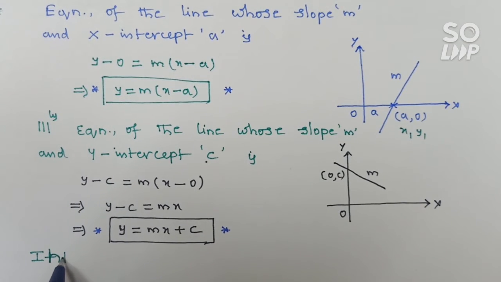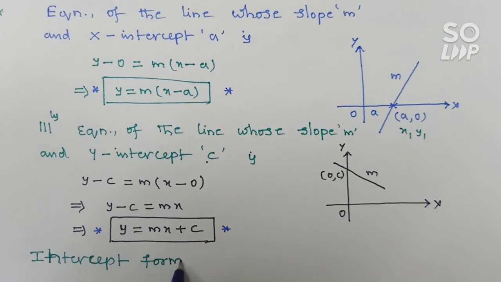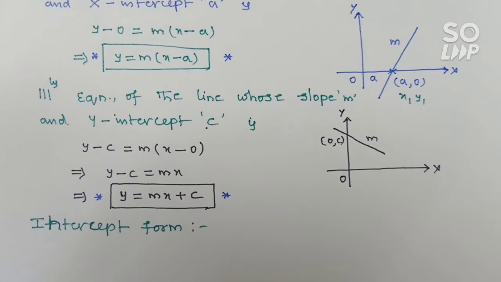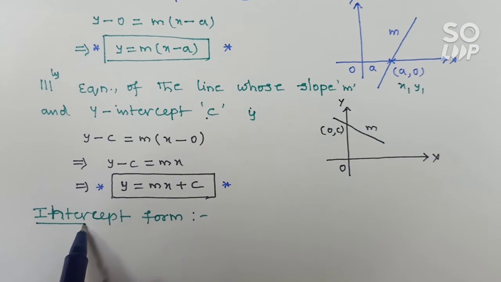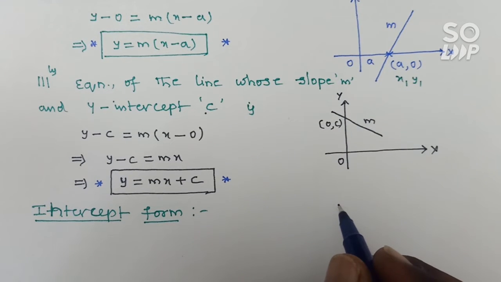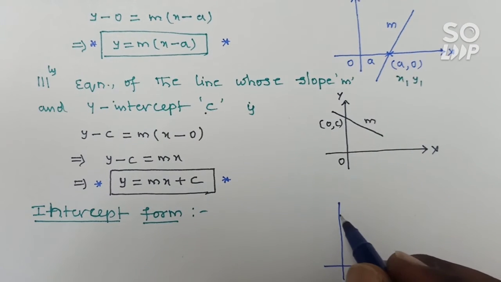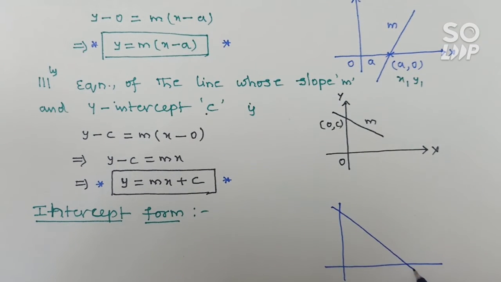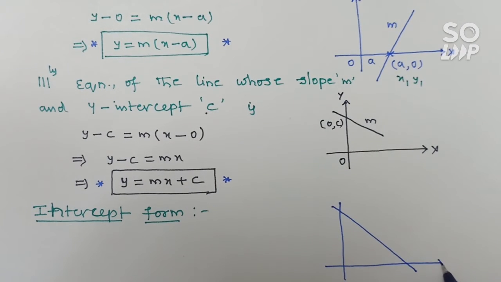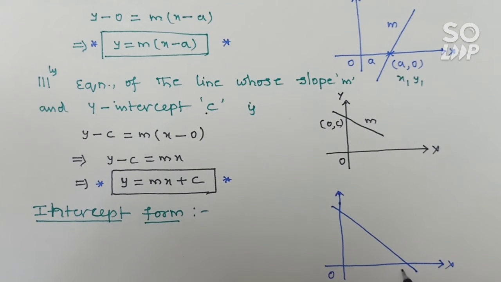See, what is meant by intercept form? Look at this. Here, first of all, we define the x-intercept and y-intercept. Now you draw the figure. Here this is the y-axis and this is the x-axis. Now this is a line. This is the line which cuts both axes at capital A and capital B respectively.